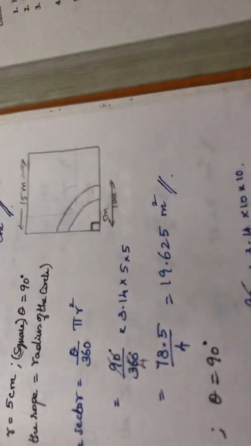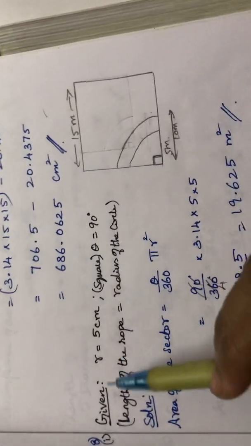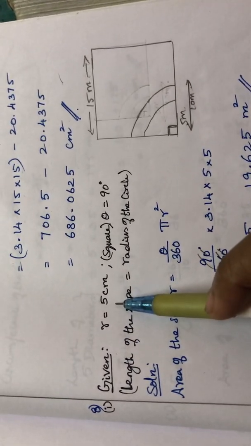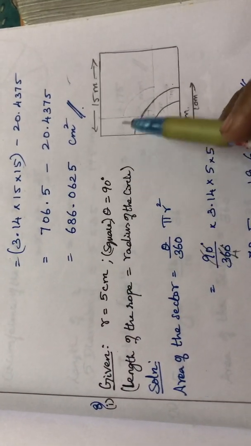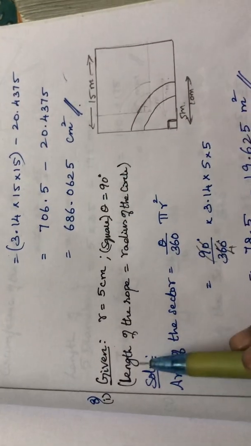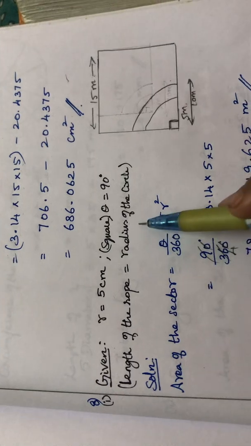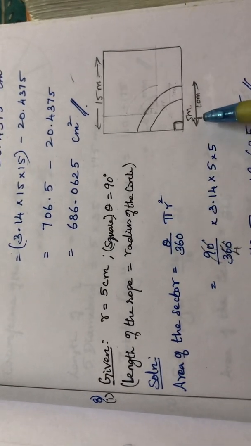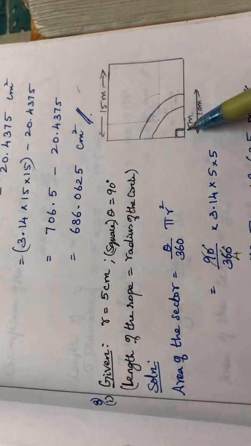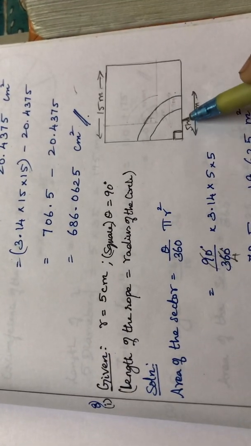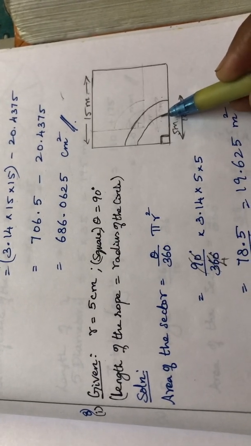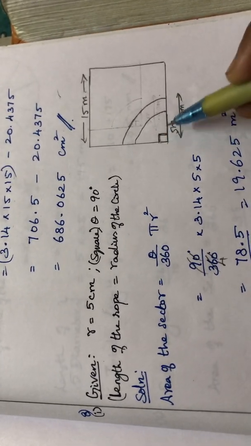So what is the information given? For the first subdivision, the radius is 5 meter and it is given as a square shaped field, so theta angle is equal to 90 degree. In this case, the length of the rope is nothing but the radius of the circle, the radius of the quadrant. It is given 15 meter for the square. Under that, the length of the rope is 5 meter, for the first case, this line. This angle is 90 degrees since it is a square.